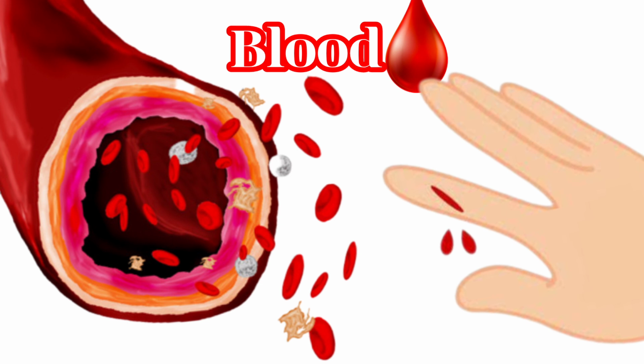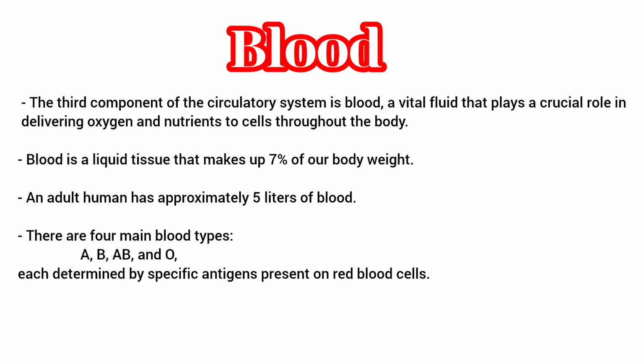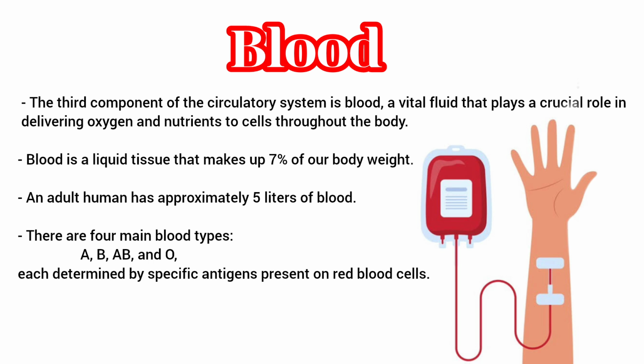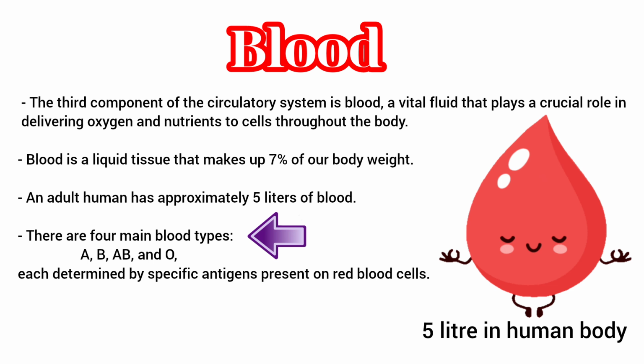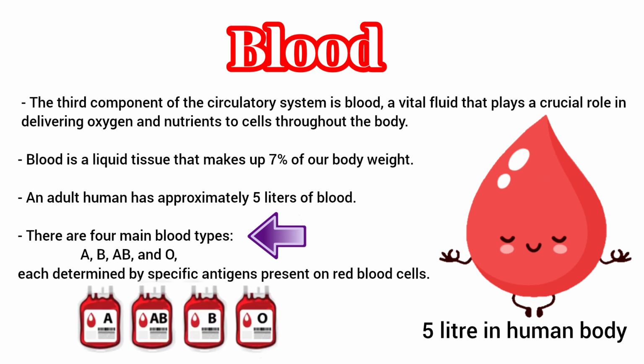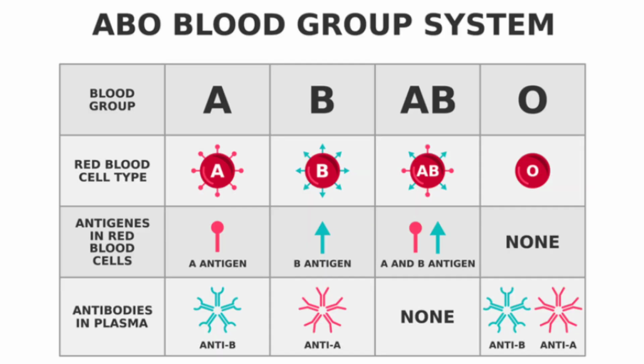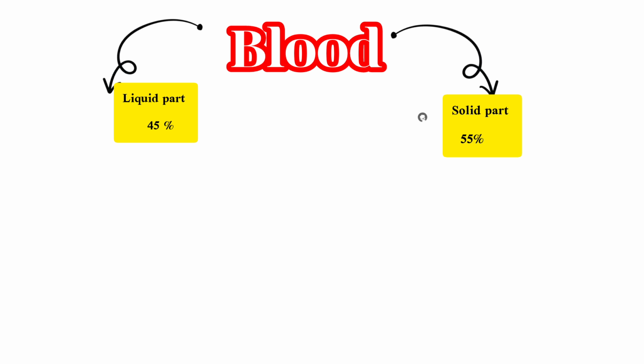The third component of the circulatory system is blood, a vital fluid that plays a crucial role in delivering oxygen and nutrients to cells throughout the body. Blood is a liquid tissue that makes up 7% of our body weight, with an adult human having approximately 5 liters of blood. There are four main blood types: A, B, AB, and O, each determined by specific antigens present on red blood cells. The components of blood comprise two main parts: a solid part and a liquid part.